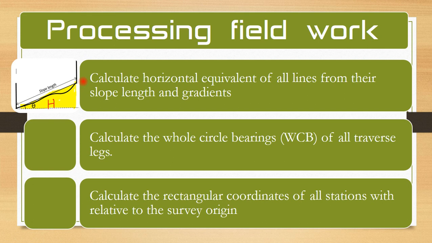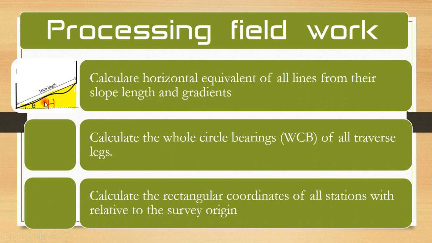So you have the gradient, and then you have the slope length. To determine the value of this red H, the distance from here to the point just below another point here. If the lower point were A and then B, the point below B. So this plan length can be calculated. This is one of the office exercises that process the field work.